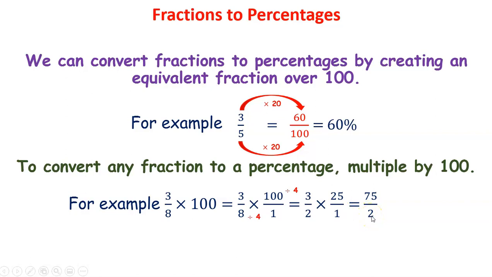Now, I haven't quite finished yet because we're trying to convert this into a percentage. And 75 divided by 2 is 37.5, or think about 75 over 2 as an improper fraction. I'll go through and convert that in the same way. So 37.5% is what 3/8 as a fraction is, 37.5%.